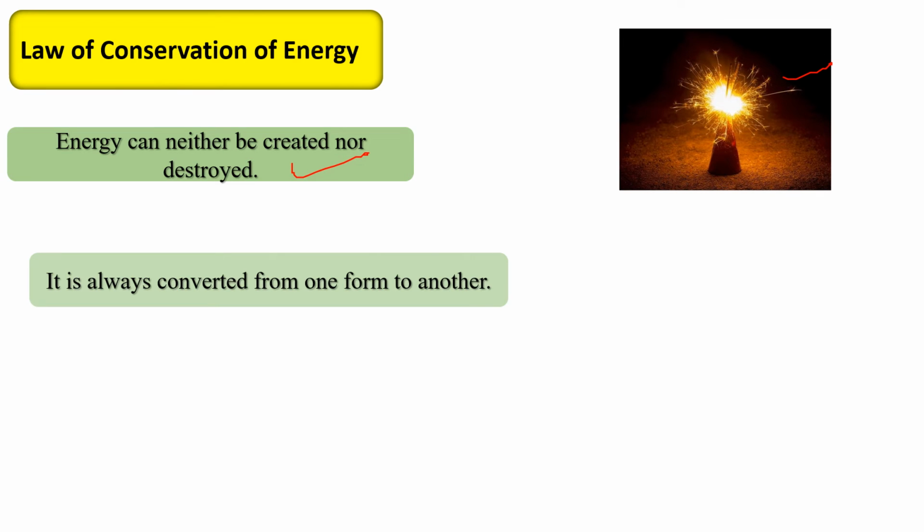Say for example, here the cracker. The cracker basically has chemical energy stored in it. Once we light it, that chemical energy gets converted into sound energy and light energy. So here we have not created any new energy. We already had some energy, the chemical energy, and we have converted it to different forms, that is light and sound. So energy can neither be created nor destroyed. It can always be converted from one form to another.